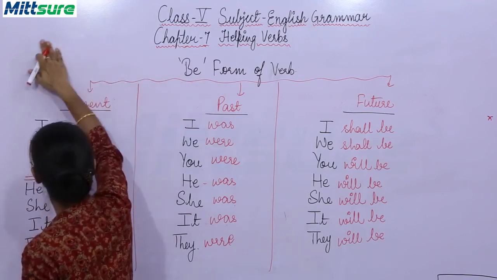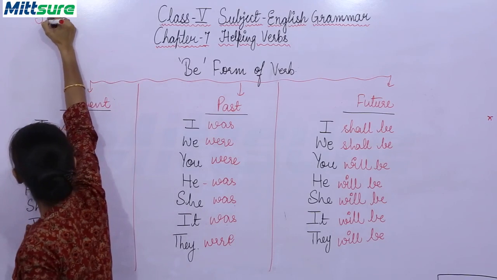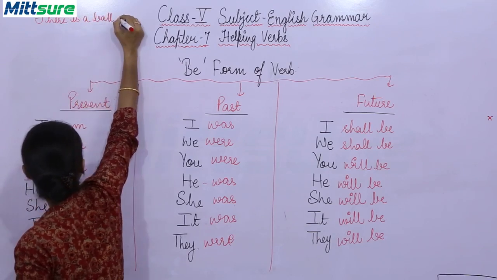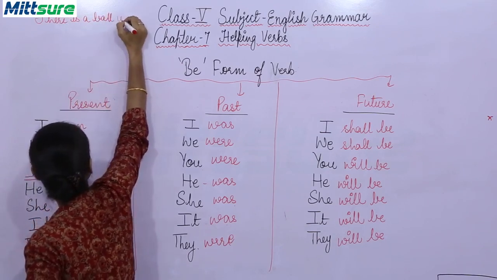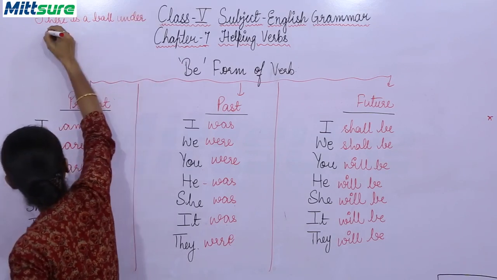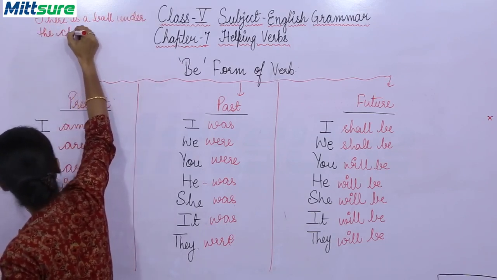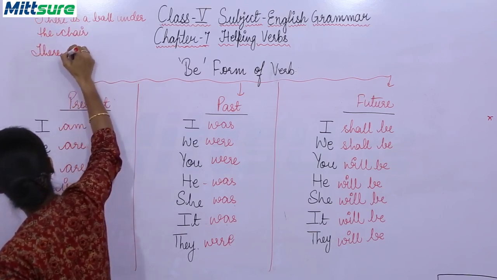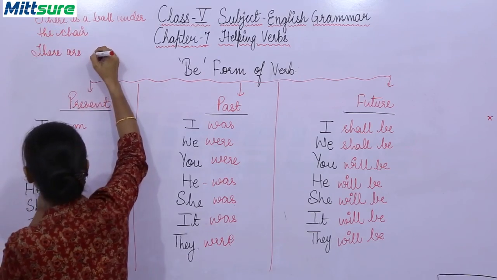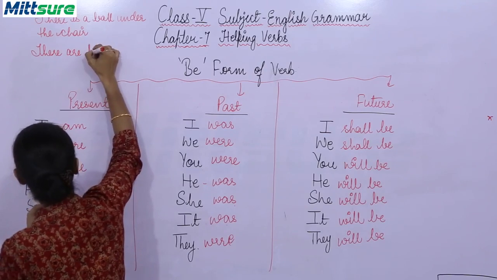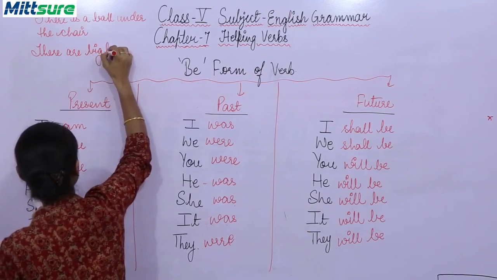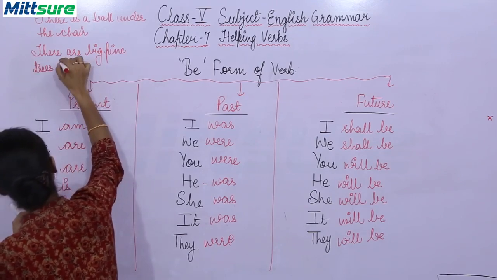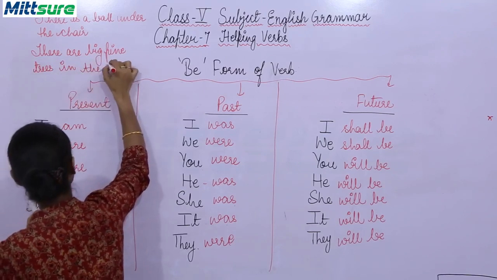Let me write over here. There is a ball under the chair. There are big pine trees in the garden.